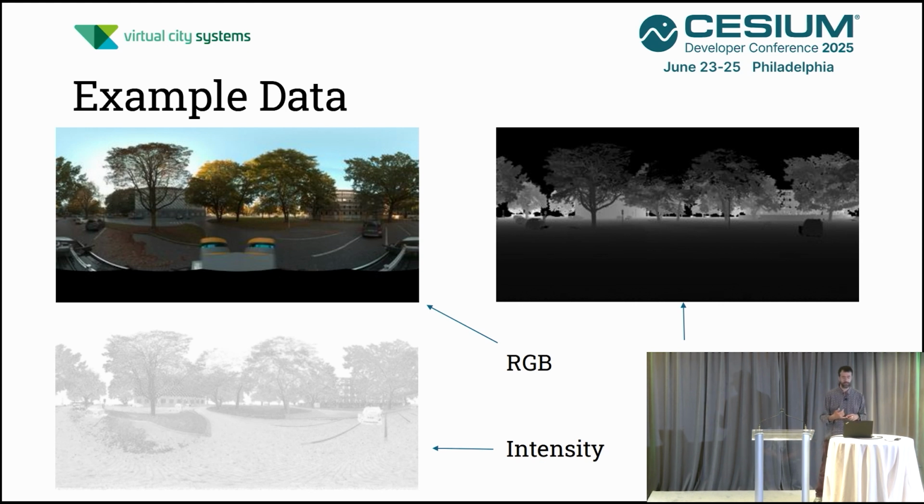You get an RGB image. That was kind of clear. That was the picture taken. You get depth information if you have a point cloud. And you get an intensity image, which is just a different view on the point cloud, and it was a customer requirement that we have this.